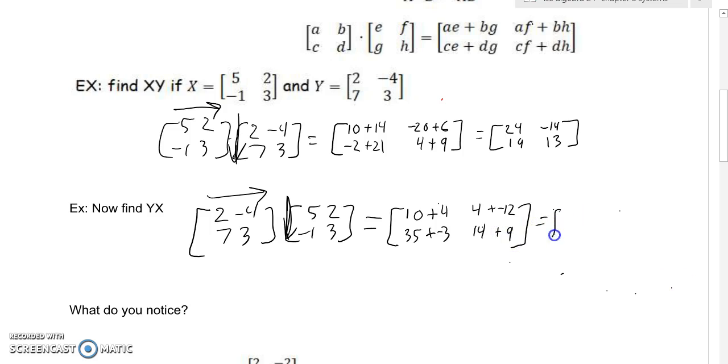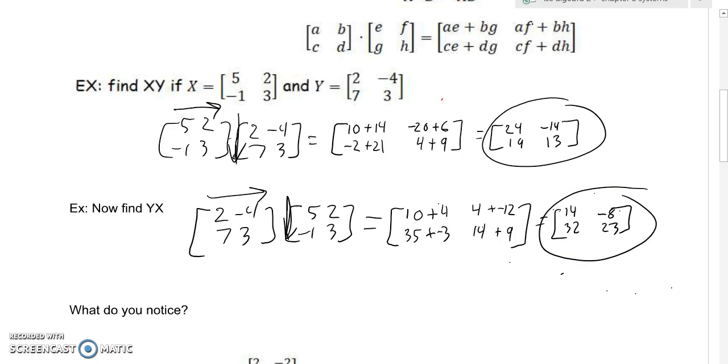We then actually take the sums, and that's our product: 14, negative 8, 32, and 23. What do we notice about these two matrices? We want to notice that they are not the same. X times y does not equal y times x. Matrix multiplication is not able to just be switched around. You get very different matrices depending on which way you multiply.